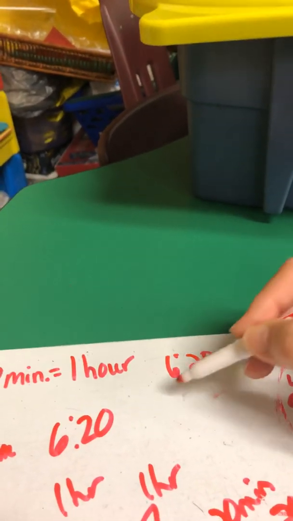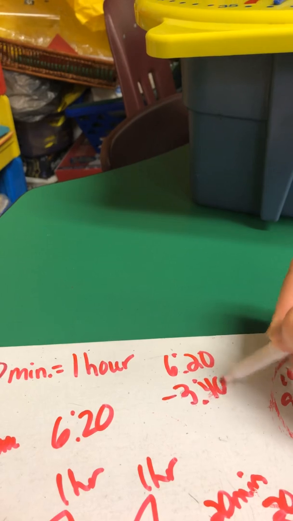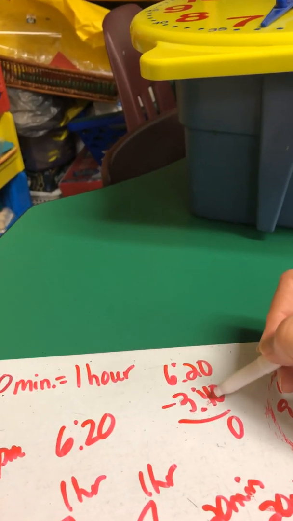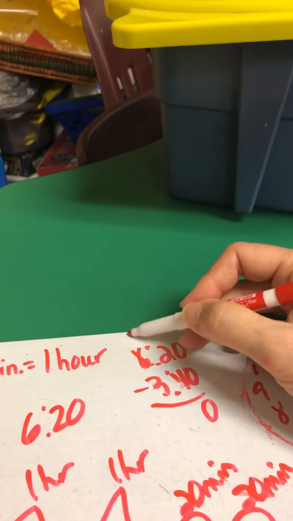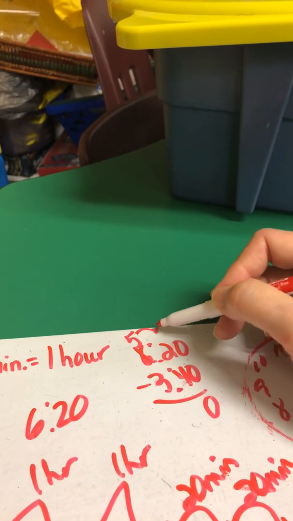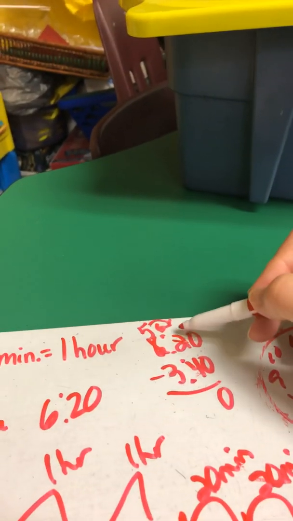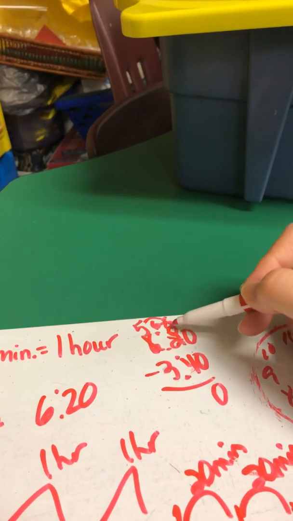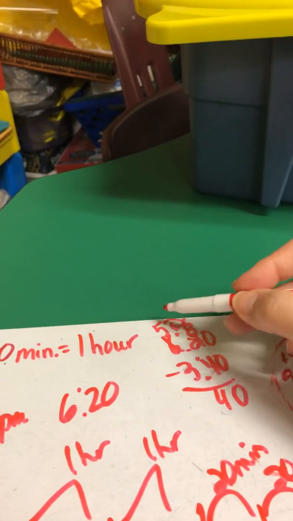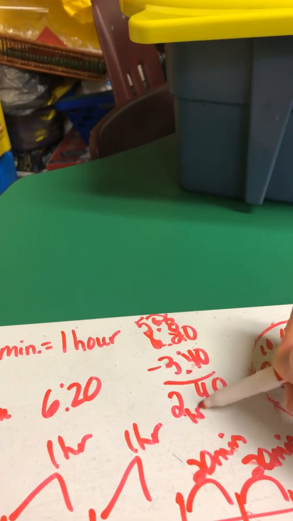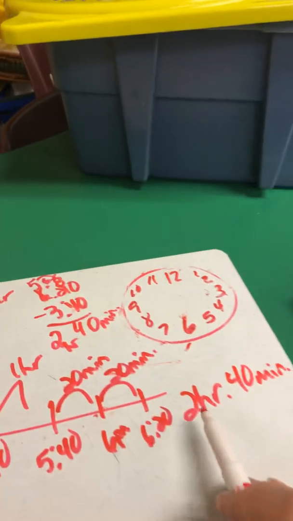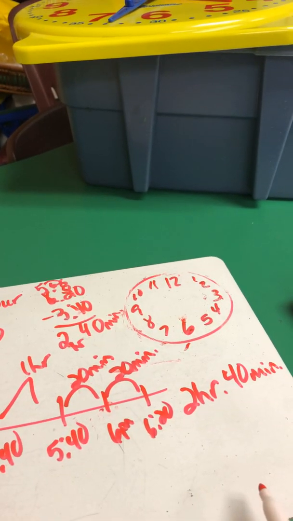Or, and this is what we're going to be working on today, if I have 6:20 minus 3:40, I have 0, but I can't take 4 from 2. I'm going to borrow from this. This becomes a 5, but remember, when I bring this over, I'm bringing over a 6 because there are 60 minutes. So 6 plus 2 is 8. 8 minus 4 is 4. 5 minus 3 is 2. So that's the 2 hours and 40 minutes. Okay? Keeping that in mind.